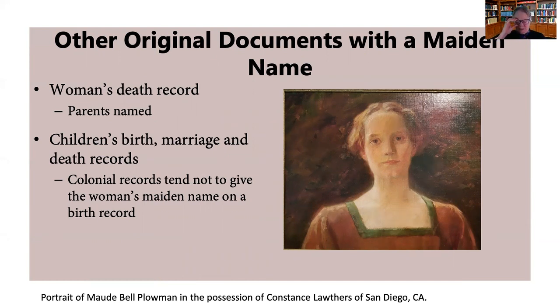And the birth records of her children may also have her maiden name, although keep in mind that colonial records tended not to mention a woman's maiden name. Also, after about the mid-1800s, you may find a woman's maiden name in the marriage record of her children. By the way, this is the portrait of my great-grandmother, Maud Bell Plowman.